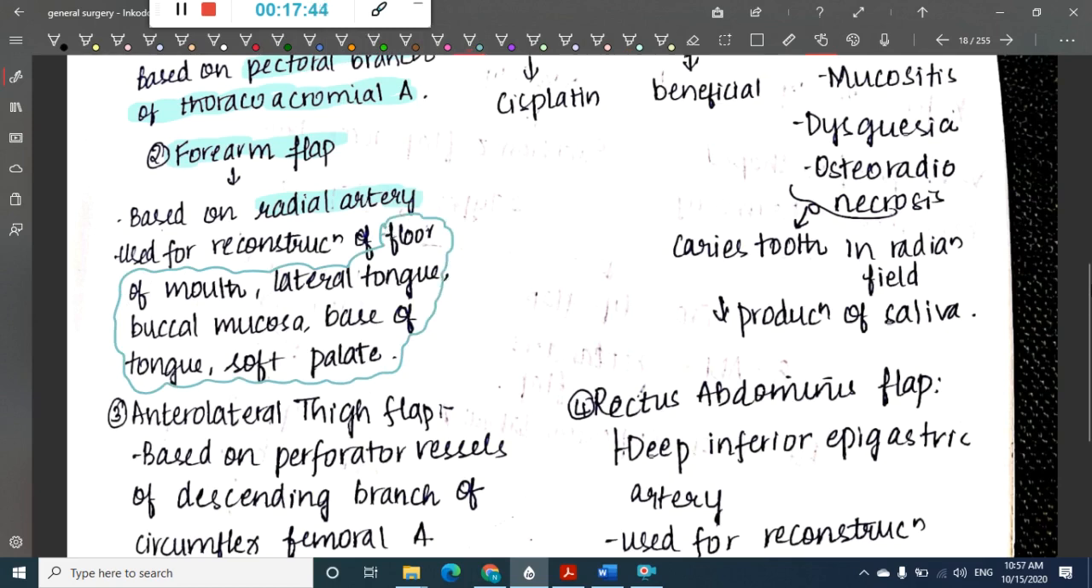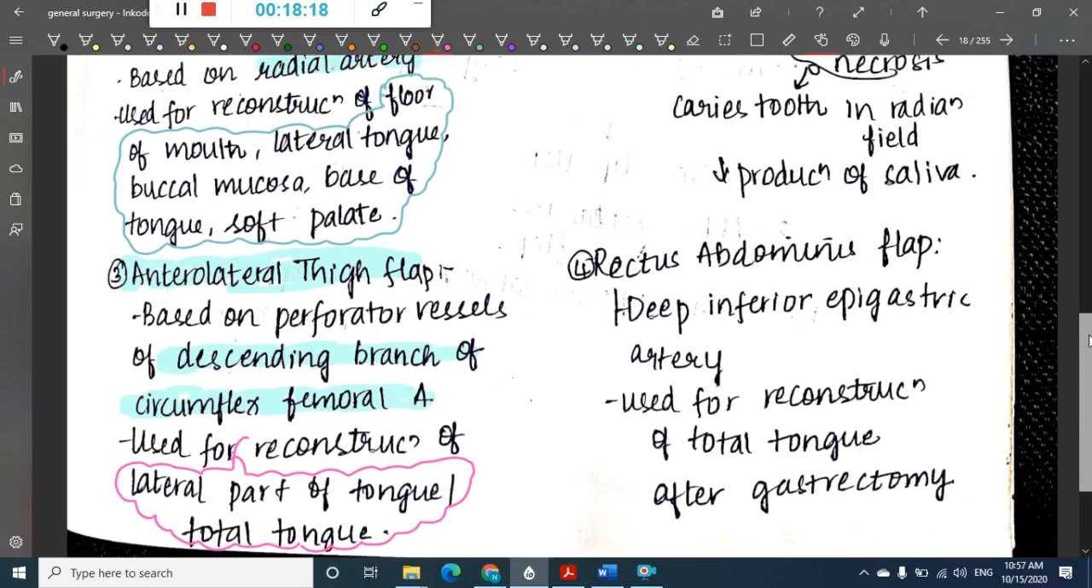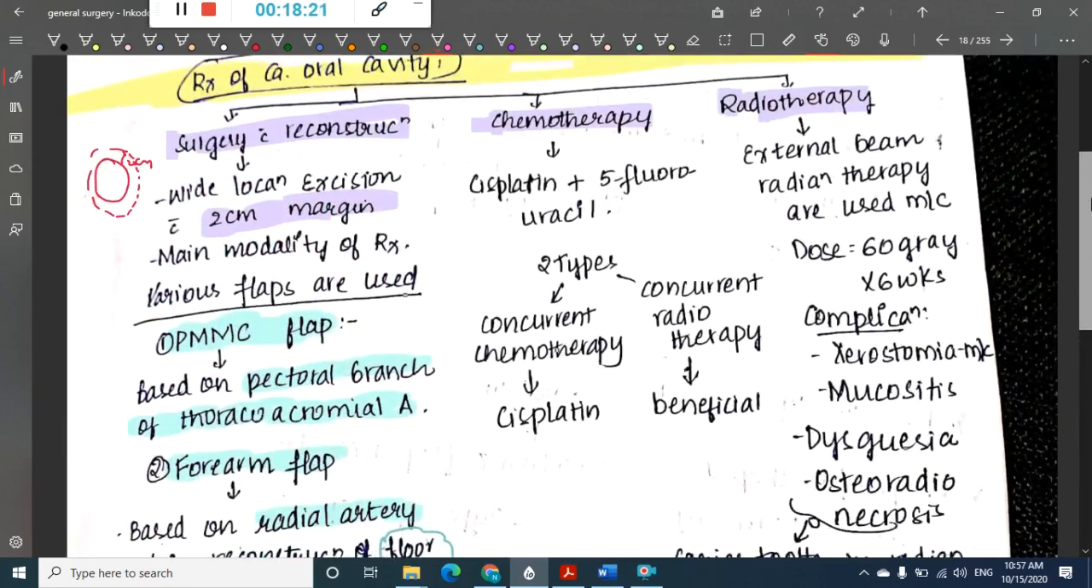Then we have one more myocutaneous flap, which is called the anterolateral thigh flap. It is mainly based on perforating vessels of the descending branch of the circumflex femoral artery. It can be used to reconstruct either the lateral part of the tongue or the total tongue.